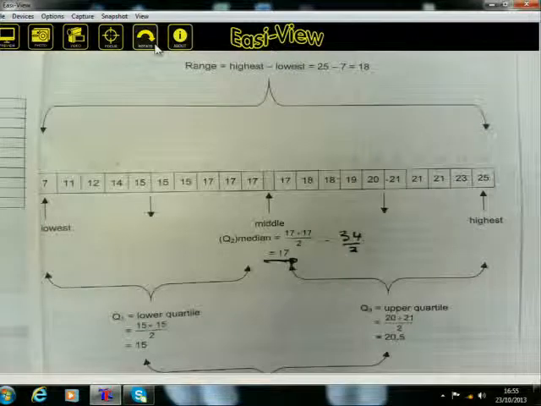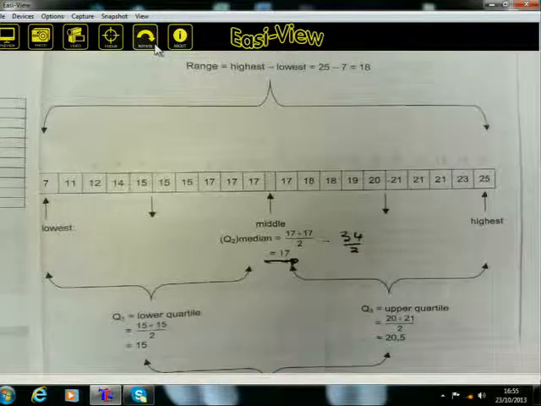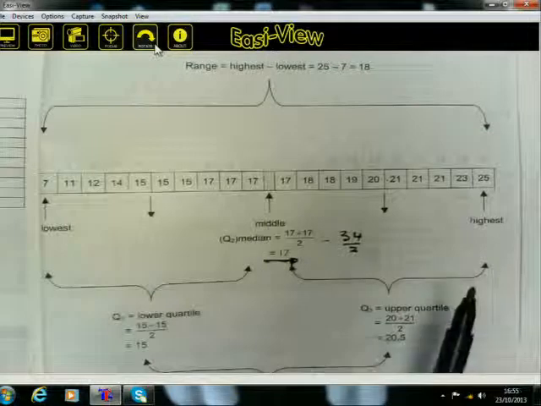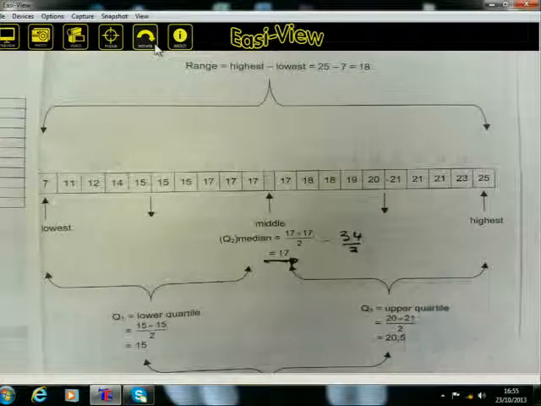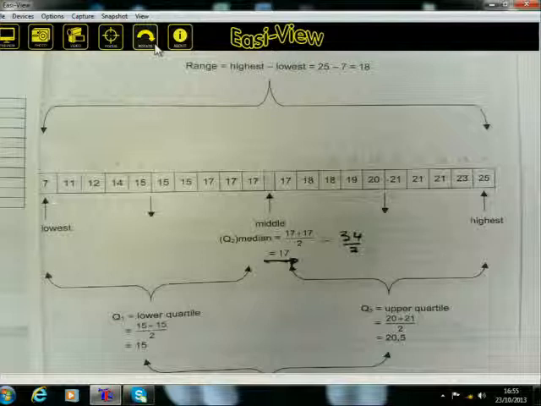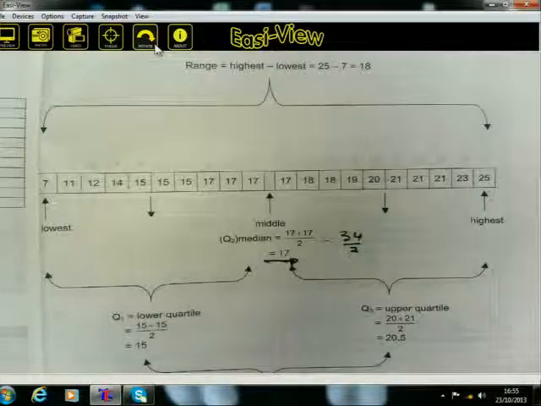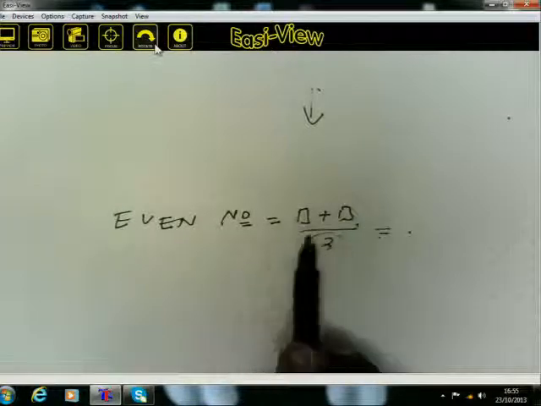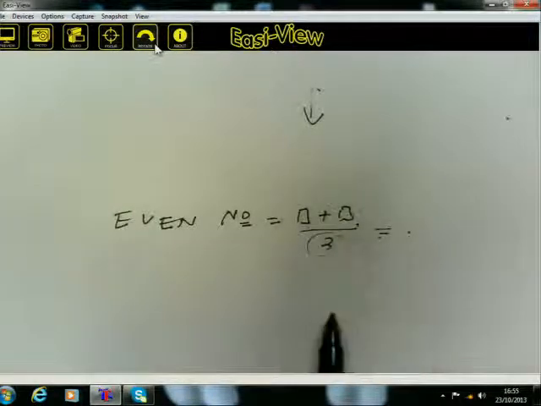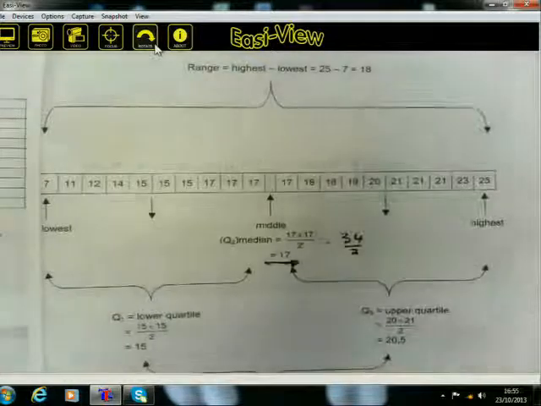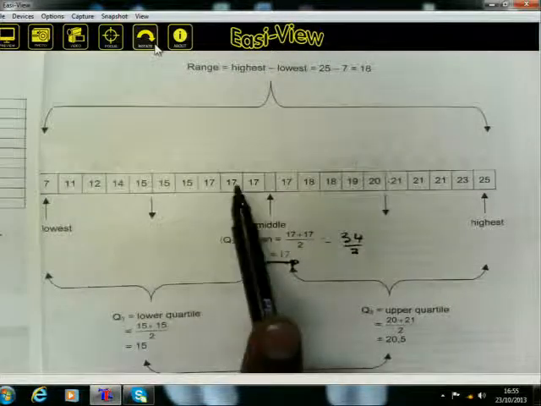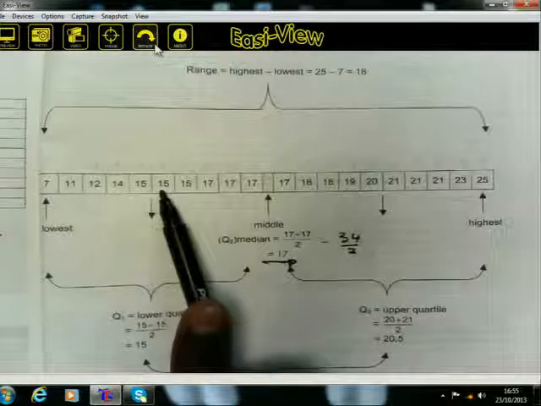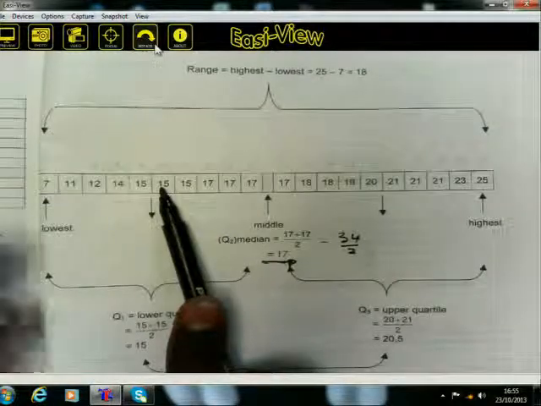Remember, even numbers are 2, 4, 6, 8, 10. That's a multiple of 2. You remember that? Now, if there are 10, they are even numbers. If it's an even number, you remember we said we add both of those center middle numbers, and then we divide them by 2. What are those middle numbers? It's 1, 2, 3, 4, 5. Number 6 and number 5.